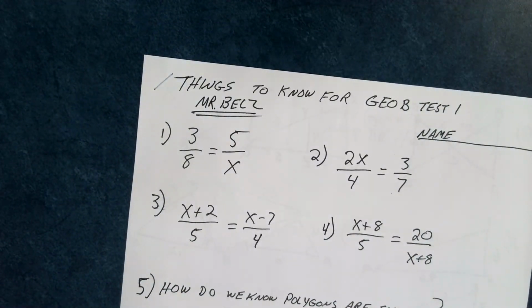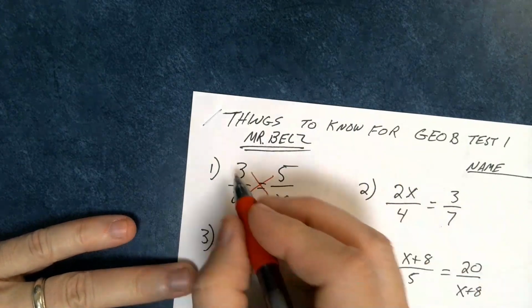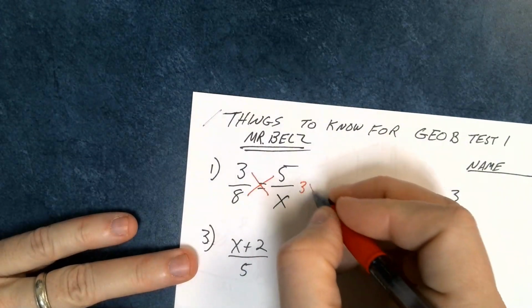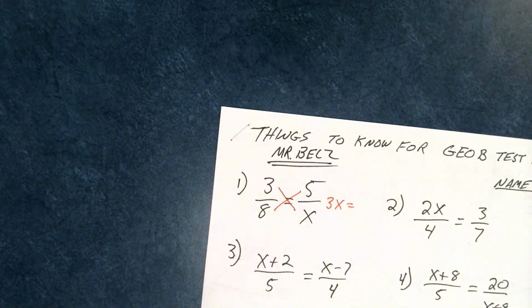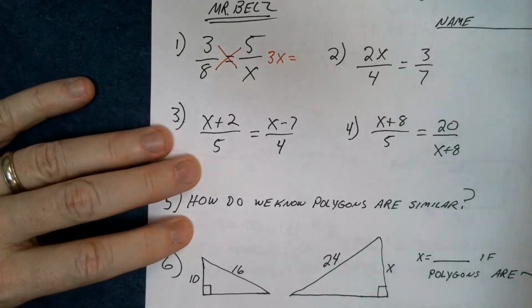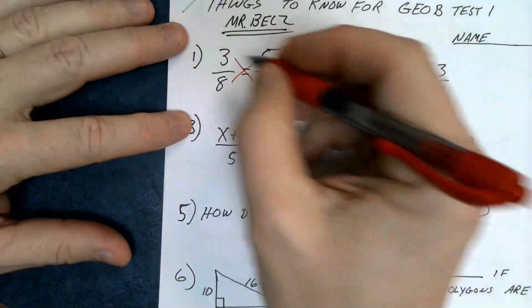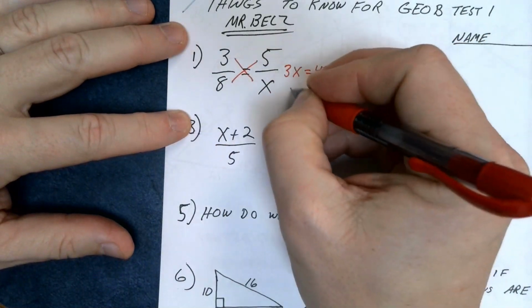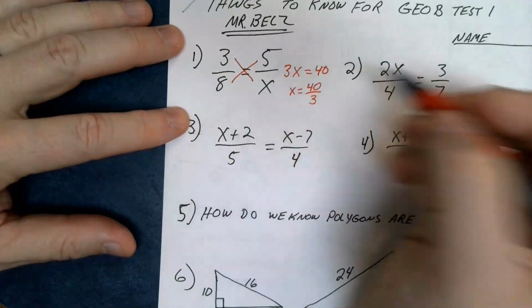One of the main things that you're going to have to be able to do is proportions. Whenever you have a proportion like this, we do something called cross multiplication. So we're going to do 3 times this x, which is 3x, and we're going to set that equal to... So 3x is equal to 40, and then x is equal to 40 thirds. Divide by 3 to get the x by itself.